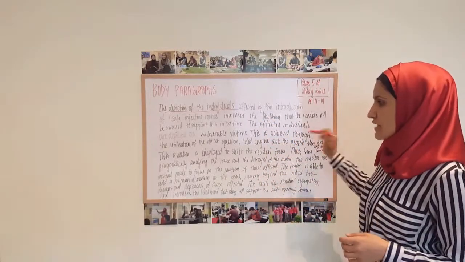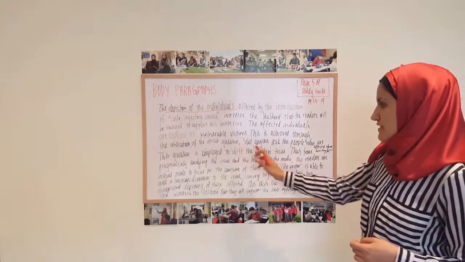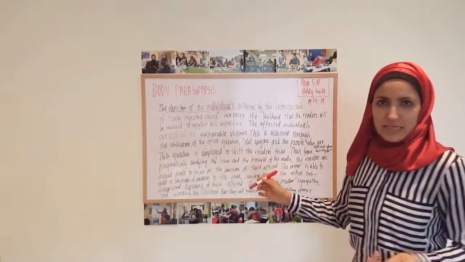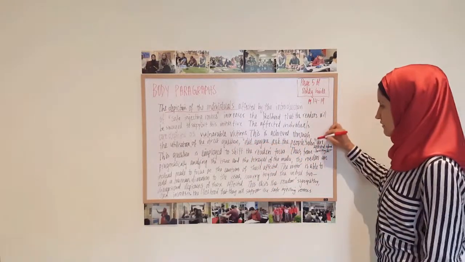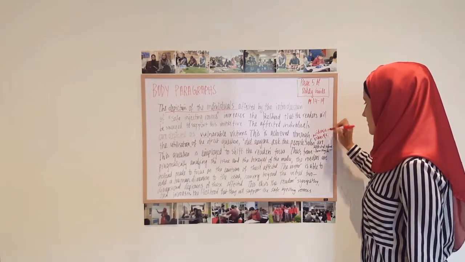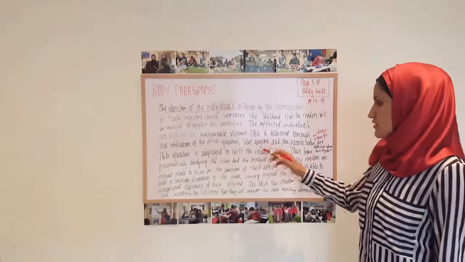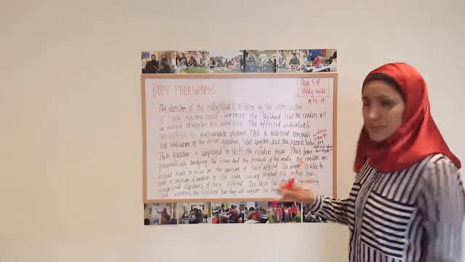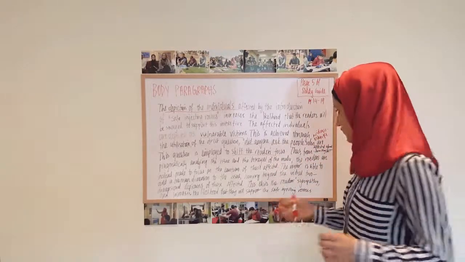The affected individuals are depicted as vulnerable victims, so I'm explaining. This is achieved through the utilization of a direct question. So this is the example that's used. So the direct question itself is included. So example or evidence. And then why it was used. So it's employed to shift the reader's focus from a pragmatic intellectual focus to an emotional focus.